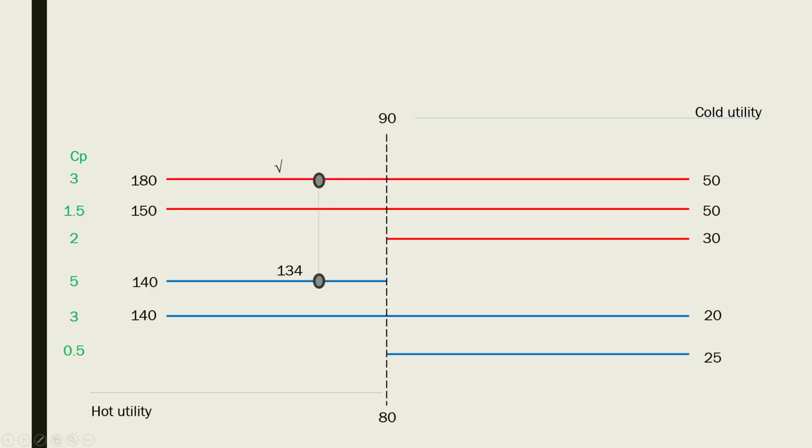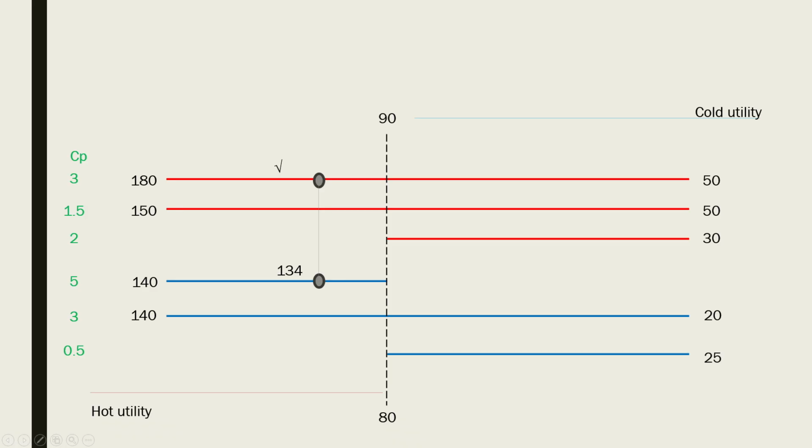So on the right side for this heat exchanger, we have a hot stream that has 90 degrees Celsius and the cold stream that has 80 degrees Celsius. So delta T is 10. This equals the delta T minimum, so it is okay. And on the left side, we have a hot stream that has 180 degrees Celsius and the cold stream that has 134 degrees Celsius. The delta T exceeds 10 degrees, so this heat exchanger is correct.